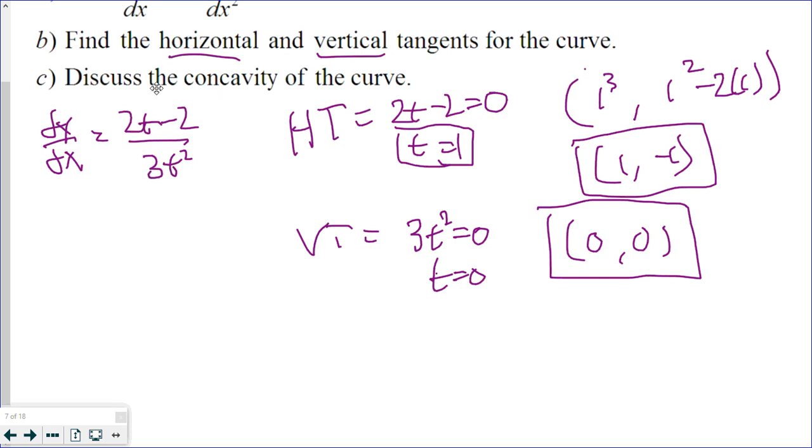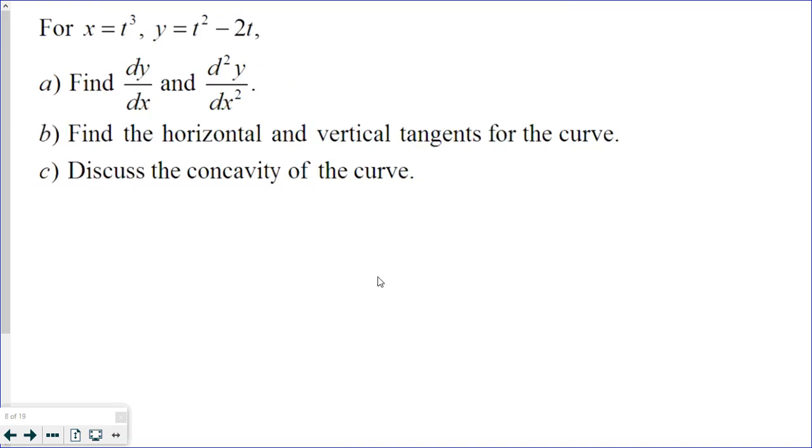All right, and then the last question is asking about concavity. So I'm going to do another slide here. It's saying, discuss the concavity of the curve. Okay, so the concavity, remember from lessons past, has to do with the second derivative. So we got d2y over dx squared equals (4 minus 2t) over 9t to the fifth. So that's what we found, right?